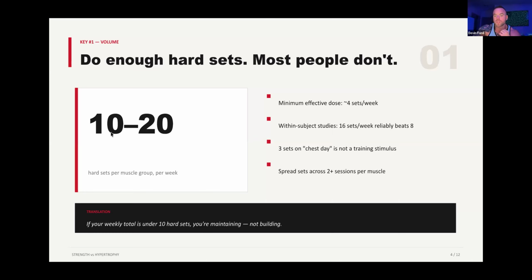And this is per muscle group. So again, if you're thinking of your quad, if you do 5 sets of squats today, that's 5. So 10 to 20 per week. Okay. So in other words, 3 sets of chest on chest day is not a training stimulus. That's not even going to touch this. Doesn't even come close.